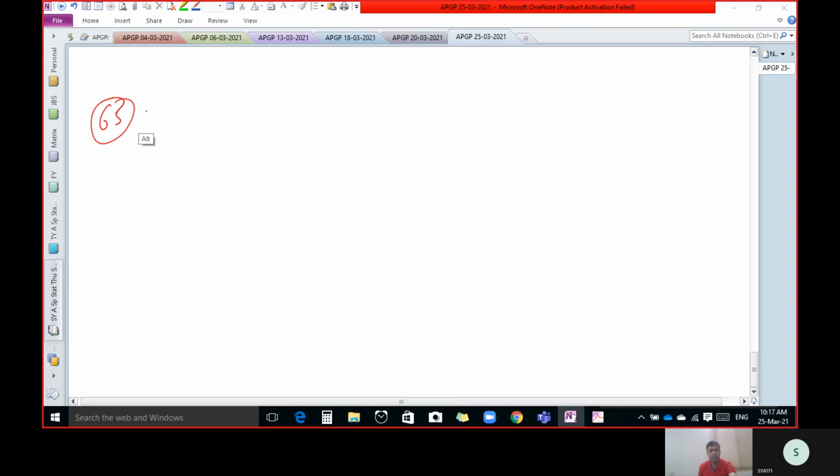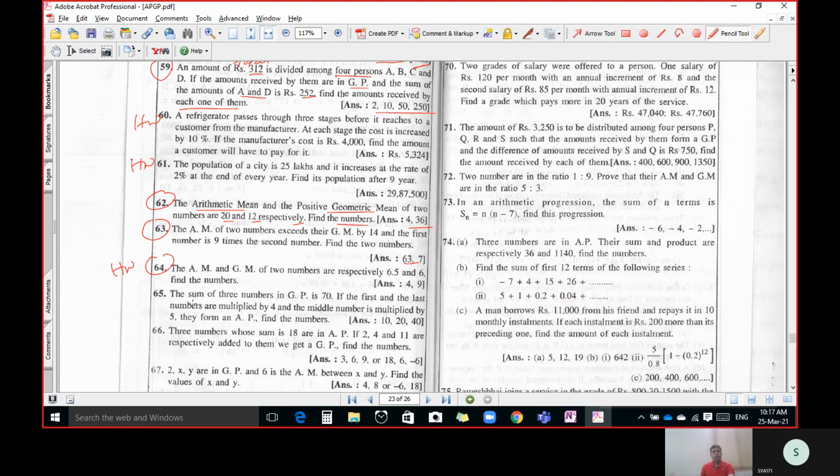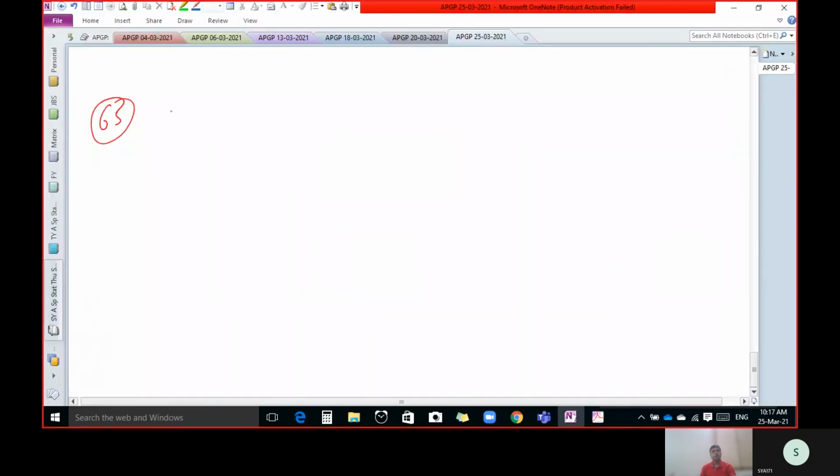See the question. The sum of three numbers in GP is 70. If the first and last number are multiplied by 4 and the middle number is multiplied by 5, they form an AP. Find the numbers. Product is not given. So in GP there are three numbers, let us say a, ar, ar square. Here a plus ar plus ar square is 70, that is given in the question.